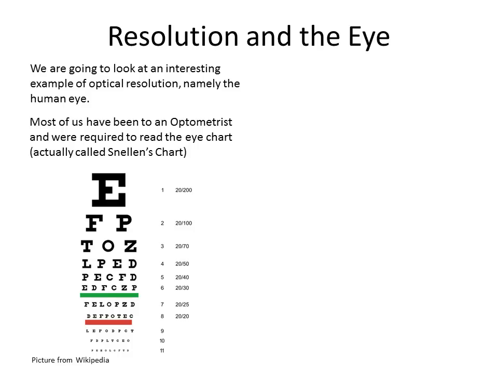And we see the big letter E, and it goes down from there, and the letters get smaller and smaller and smaller. And they say that the vision that you want to have is 20/20. So at 20 feet, where they place this chart, in a certain level of light, you should be able to see this row.